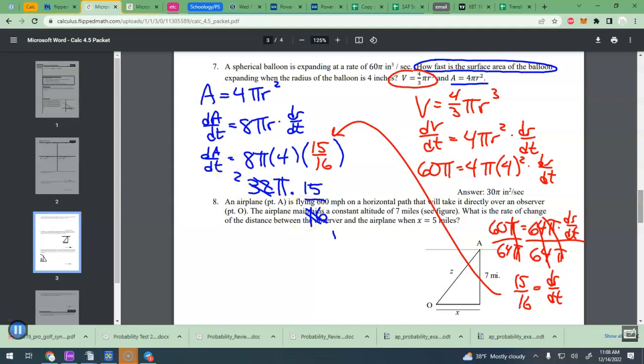Like take away 116 there, take away 2 there, and then you can get to your 30 pi that way also.